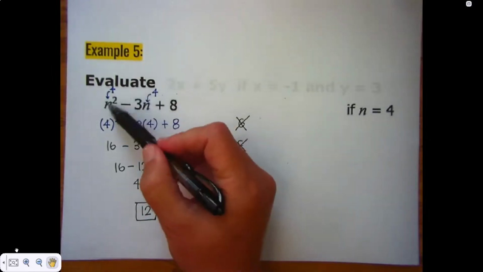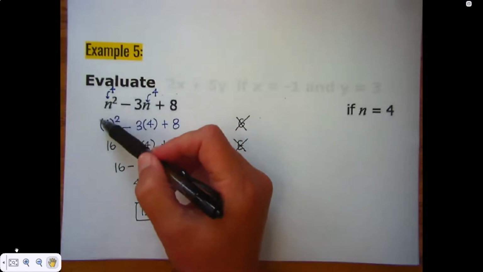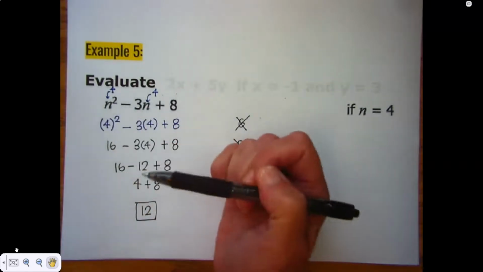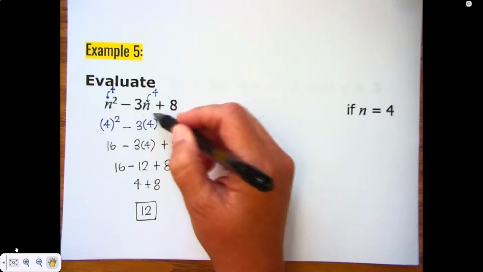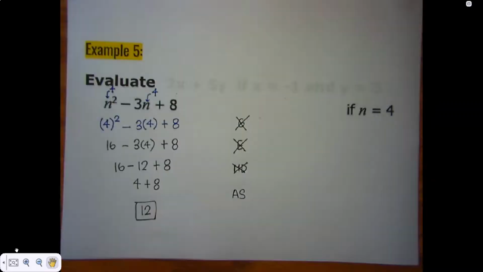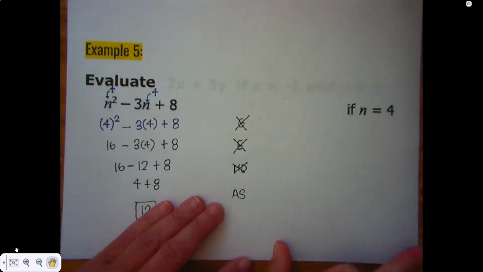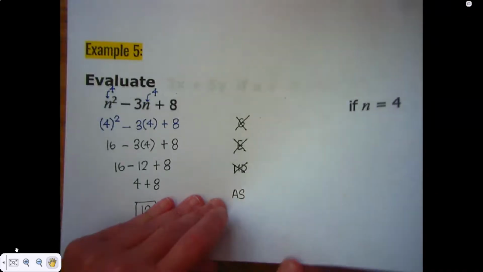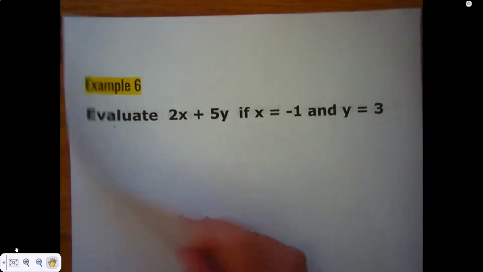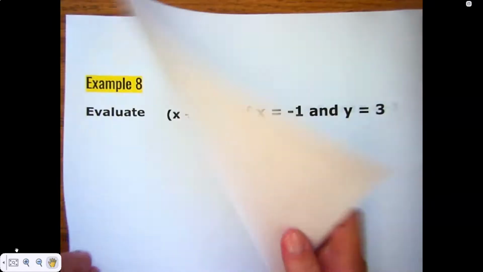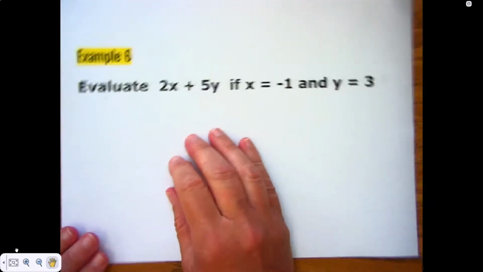So when I plugged in this 4, when I subbed it in, I put it in parentheses because it's raised to a power. When I subbed in this 4, I put it in parentheses because of the multiplication. That's the most important thing on this, is that you remember to add those parentheses. All right. Just a couple more problems here that I want us to take a look at.